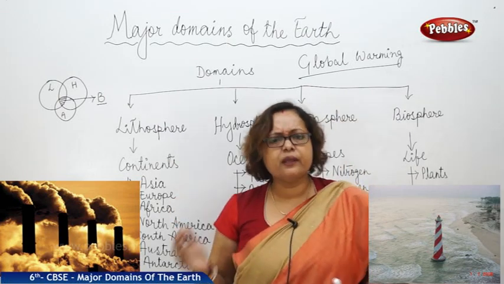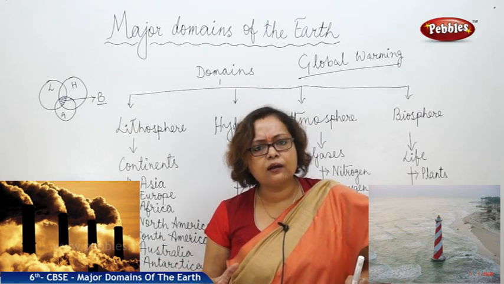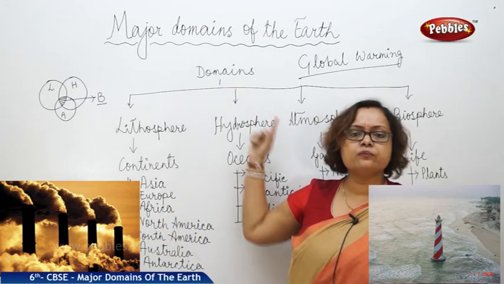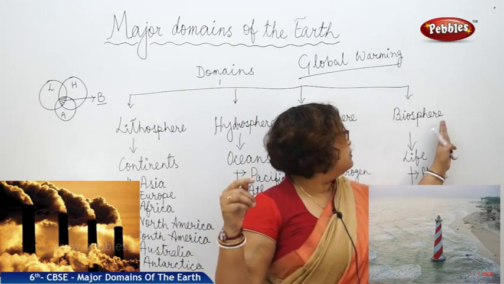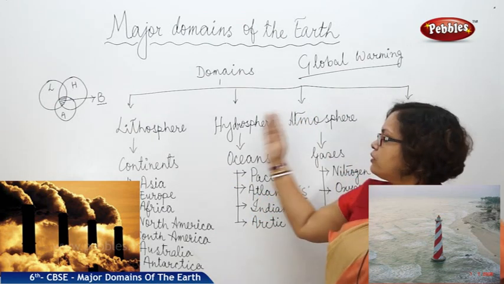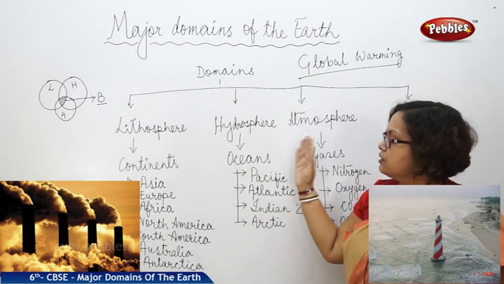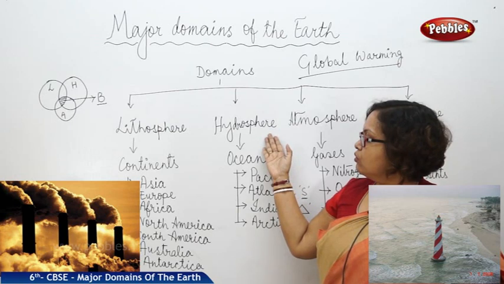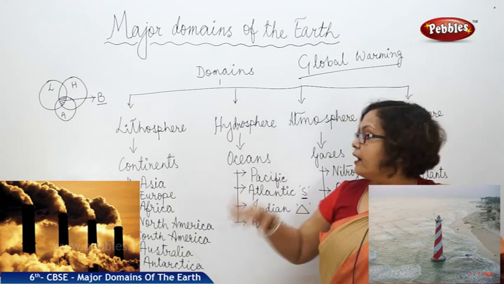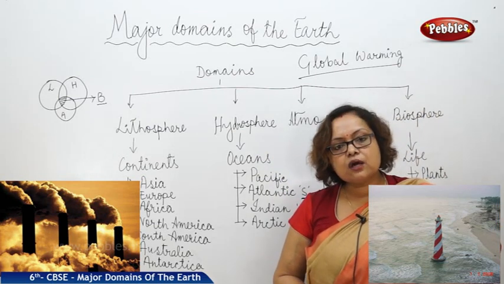So everything depends on us, how we are protecting our own earth, these major domains of the earth. Being the prominent member of the biosphere, if we cannot protect these three layers, how will global warming affect these three? Hydrosphere will be more, lithosphere will be lost, and then atmosphere will be polluted. Can we live in this condition?